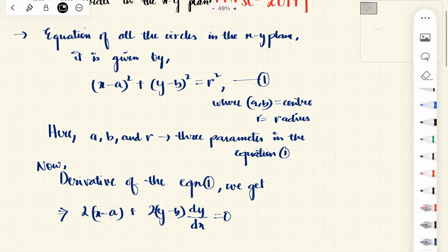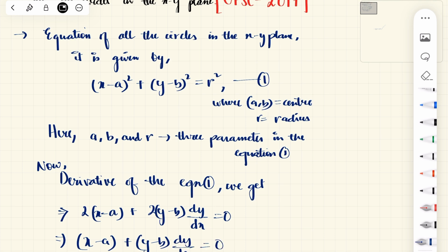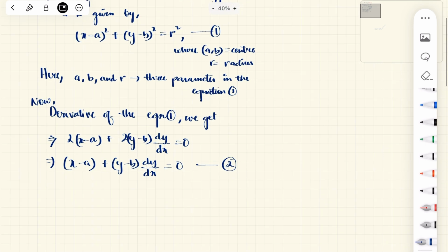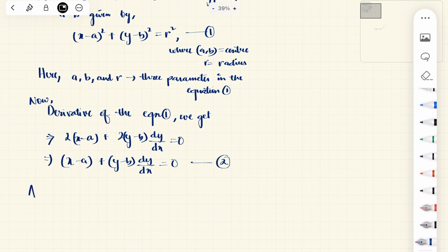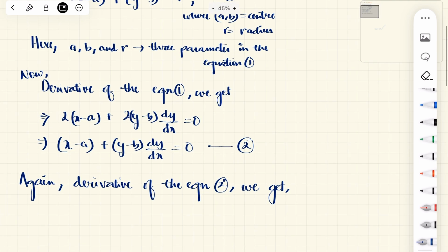So now we can take out this 2. Here comes (x - a) + (y - b) dy/dx = 0. Can we say this is the equation number 2, right? Okay, so again, we take the derivative of equation number 2. Let's see, we are going to differentiate this equation number 2.